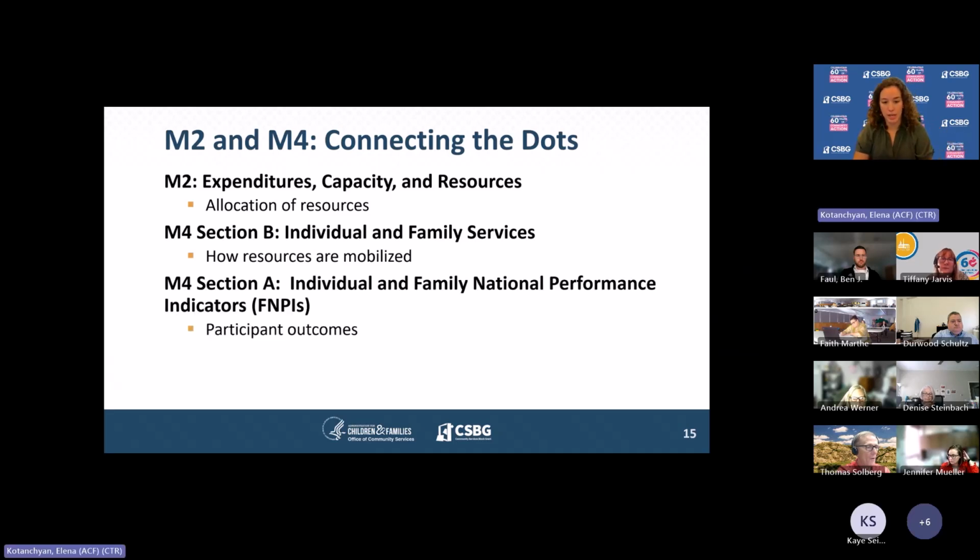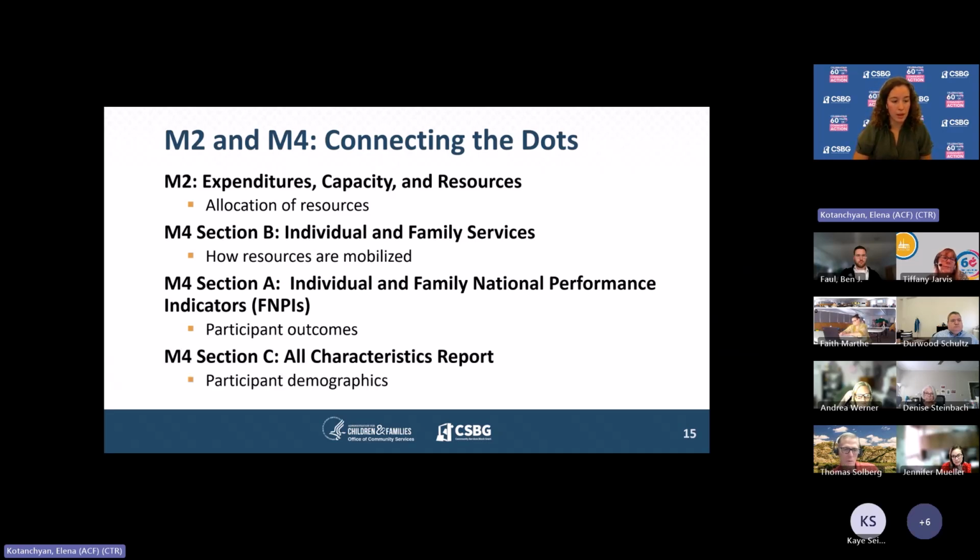Then we jump to module 4, section A, individual and family national performance indicators, or abbreviated as FNPIs. So we've allocated resources, we've mobilized those resources or provided the services, and now in section A, we have participant outcomes. So we have our individuals who've achieved certain outcomes because of the services that were provided with the resources that were allocated. So kind of working up and down. And then in module 4, section C, it's all characteristics report. It's participant demographics. So I know that intake process is different for different agencies, depending on what you do. So it's not over prescriptive. And I know state has more say in that. So I'm not going to talk a ton about it. But again, that's just participant demographics. So the age, gender, income, and stuff like that.